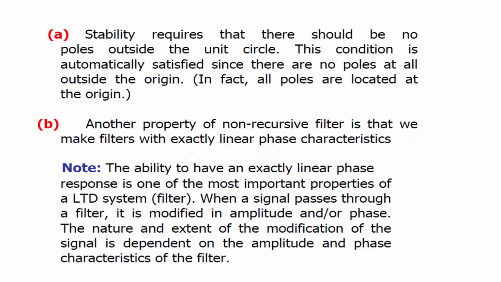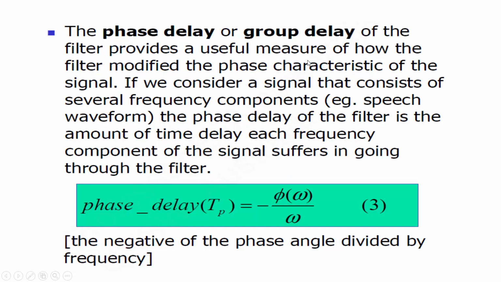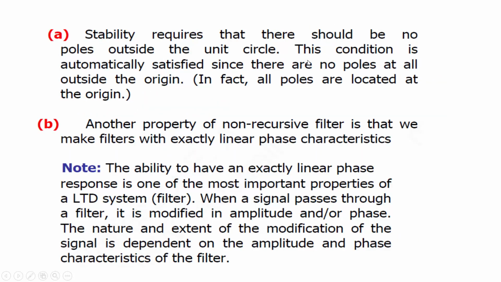In fact, all poles are located at the origin. When we say that there are no poles, the poles do exist, but they exist at the origin. Any zeros or poles located at the origin do not contribute to the transfer function. So this is a stable system because there are no poles outside, and there is no question of the poles lying outside the unit circle in the Z plane.